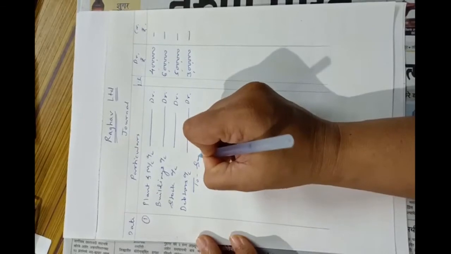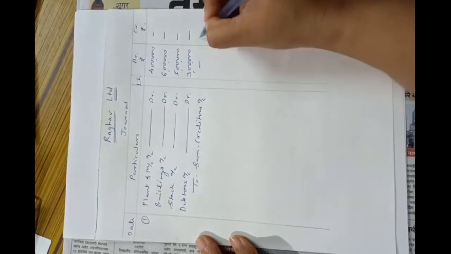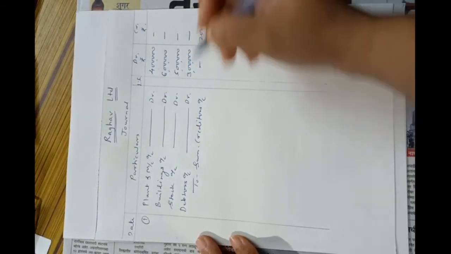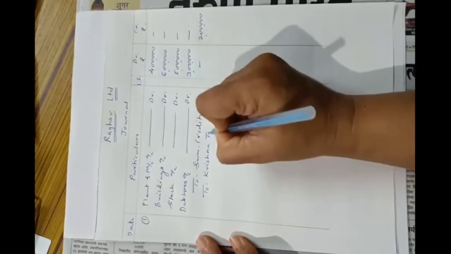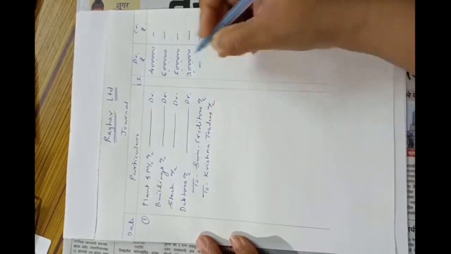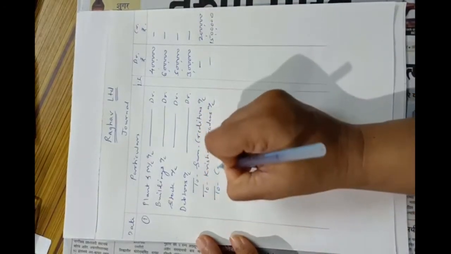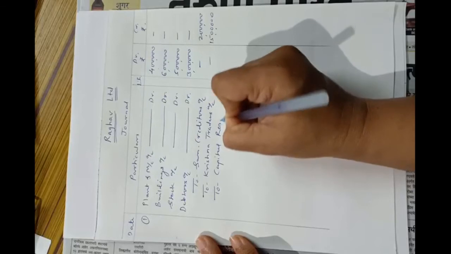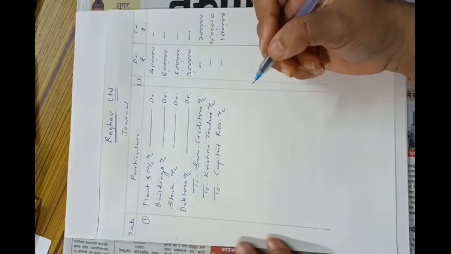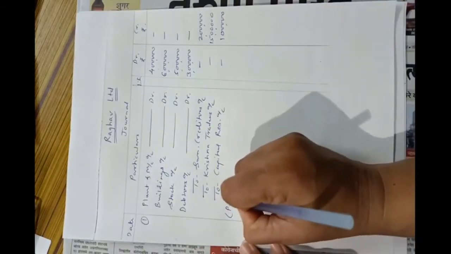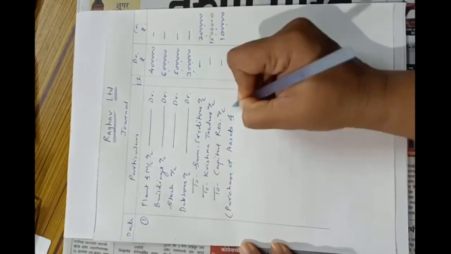To sundry creditors account, amount is 2 lakhs. To Krishna Traders account, ₹15 lakhs. To capital reserve account, 1 lakh. As per our calculation, capital reserve is 1 lakh. That is the balancing figure. So narration will be purchase of assets and liabilities.